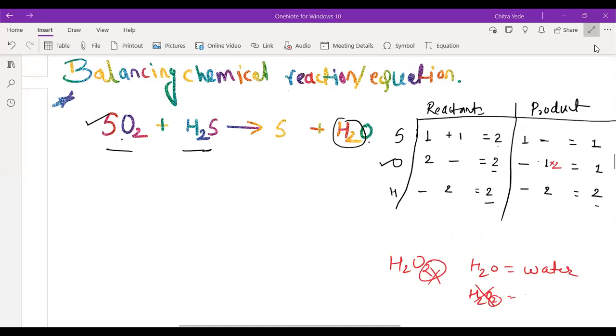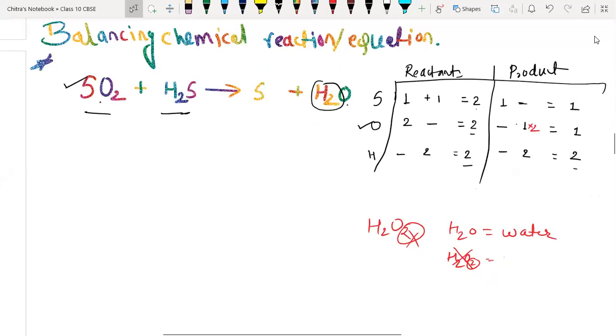Now, we had to multiply only by a coefficient. We can't write 2 over here, so we have to multiply by a coefficient of 2. Since we multiplied here by 2, this one number will also get multiplied by 2, so the total number of oxygen will be 2 now. We have balanced oxygen by multiplying here by 2.